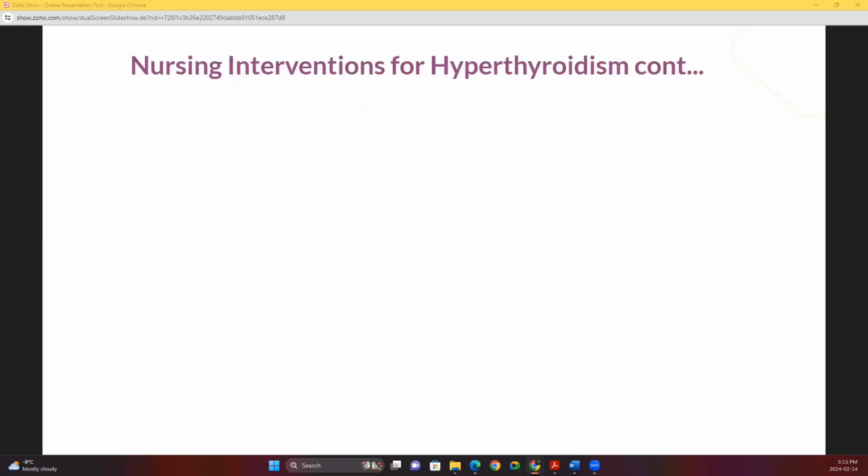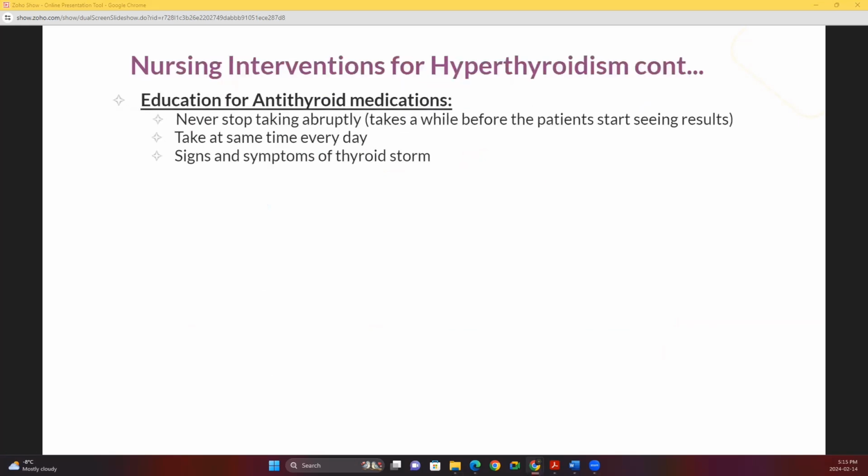All right. What nursing intervention do we continue? Education about antithyroid pills. There are different types of antithyroid. Whatever the type of antithyroid pill we will be discussing, PTU or radioactive iodine or whatever, you have to tell them, do not stop taking this abruptly. Never stop taking abruptly, same like the other medication. Take at the same time and look for the thyroid storm of this patient.